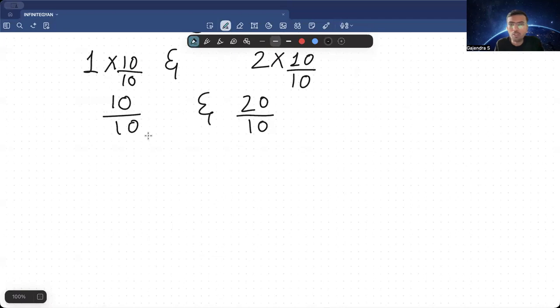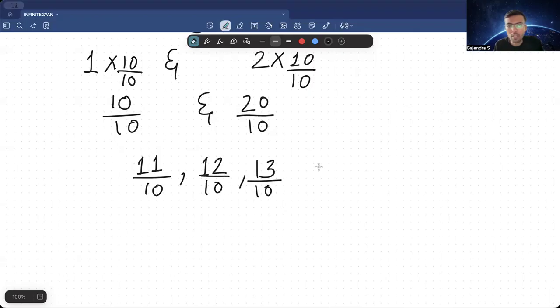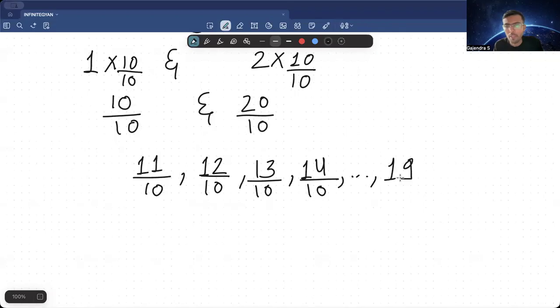So now you just have to change the numerators. Between 10 and 20 you can write 9 such numbers. The denominator remains the same, just change the numerators. So 12 by 10, 13 by 10, 14 by 10, all such numbers, right? And you can write till 19 by 10.